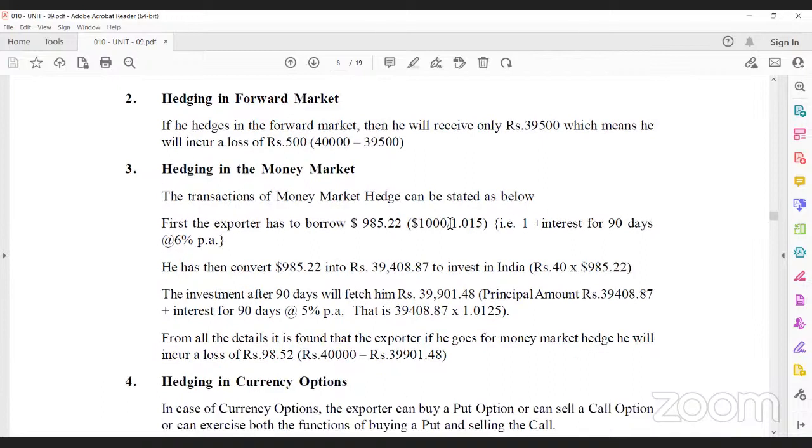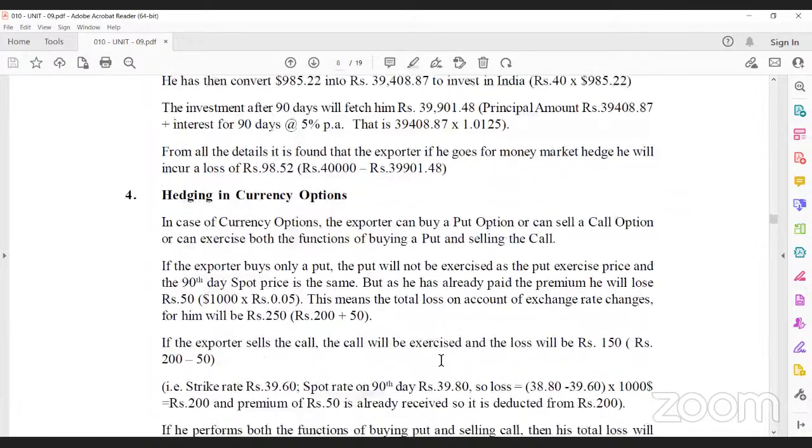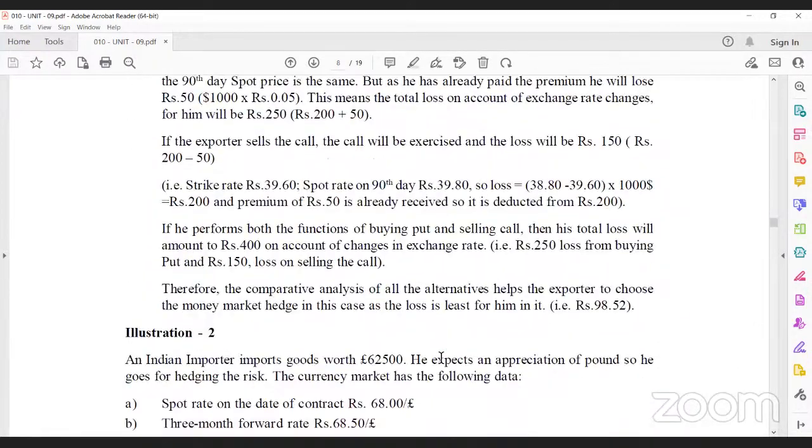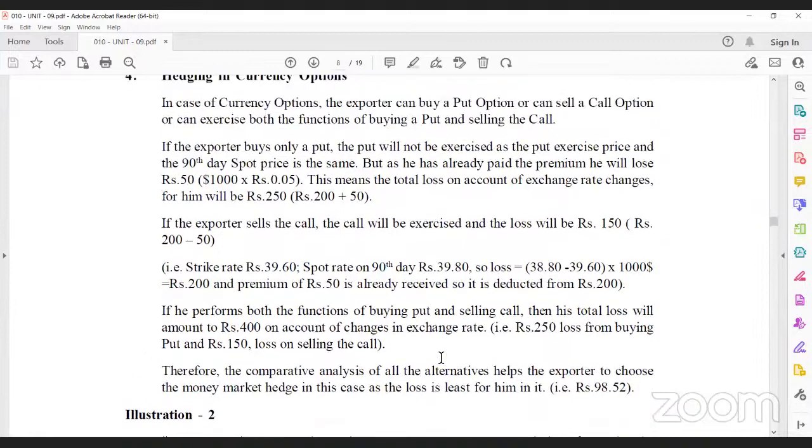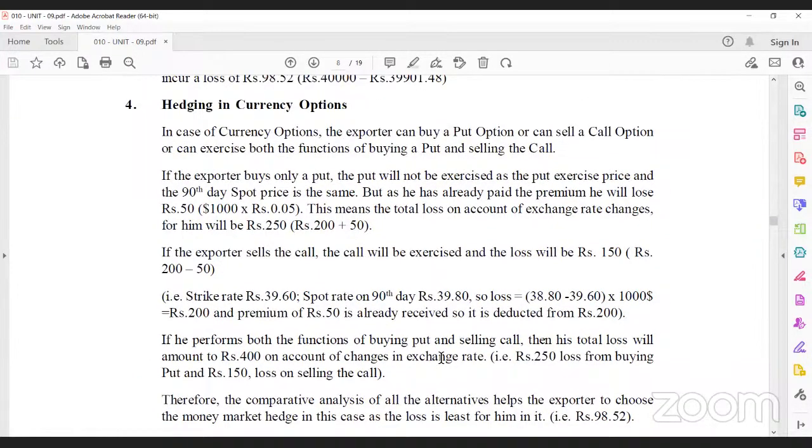Then hedging in money market, the exporter here goes for money market hedge and he will incur a loss. If he is choosing money market, then he will get a loss of rupees 98.52 paisa. In case of currency options, same calculations. Only thing is the terms receivables and payables, gains become losses, losses become gains. So here in this case, he is losing rupees 250.